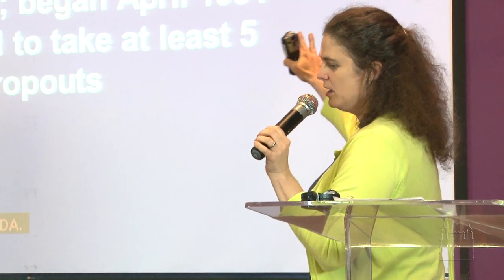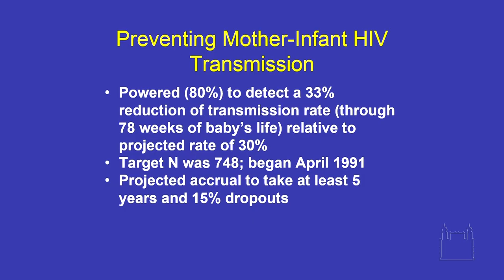Anyway, so I have a target sample size, all things considered, of 748 women and then their accompanying babies. So 748 women I need to enroll in this study. We begin enrollment April of 1991, or my friend did, and the projected accrual was that it was going to take at least 5 years to get 748 women into this study, and then I need to follow them through their entire pregnancy and 78 weeks of the infant life. And we are anticipating 15% dropouts.